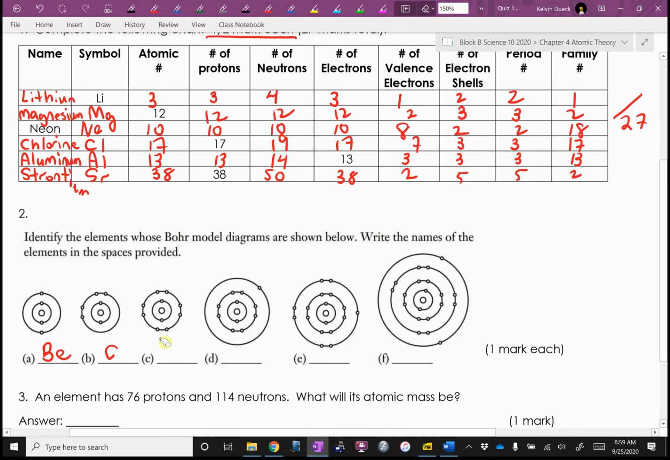1, 2, 3, 4, 10. Is this neon? It's got a full valence shell. This looks like it's neon plus 1. Is that potassium? Sodium? That's what I said.